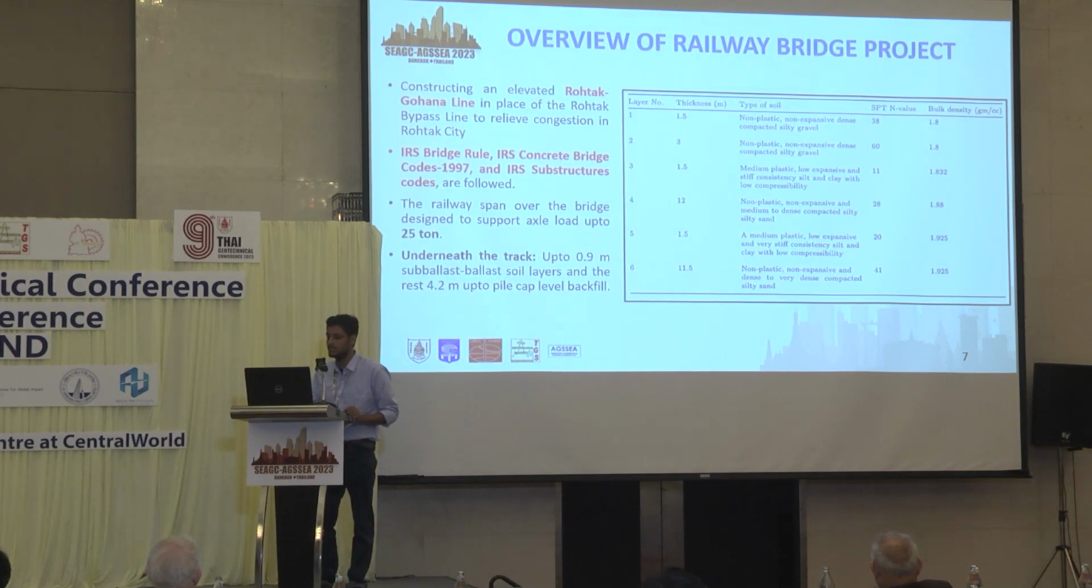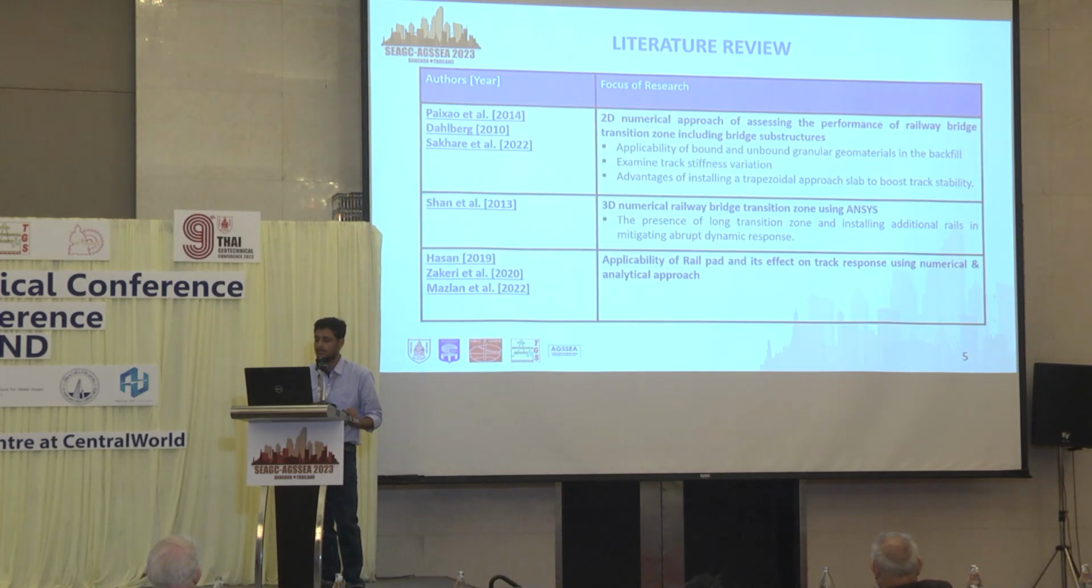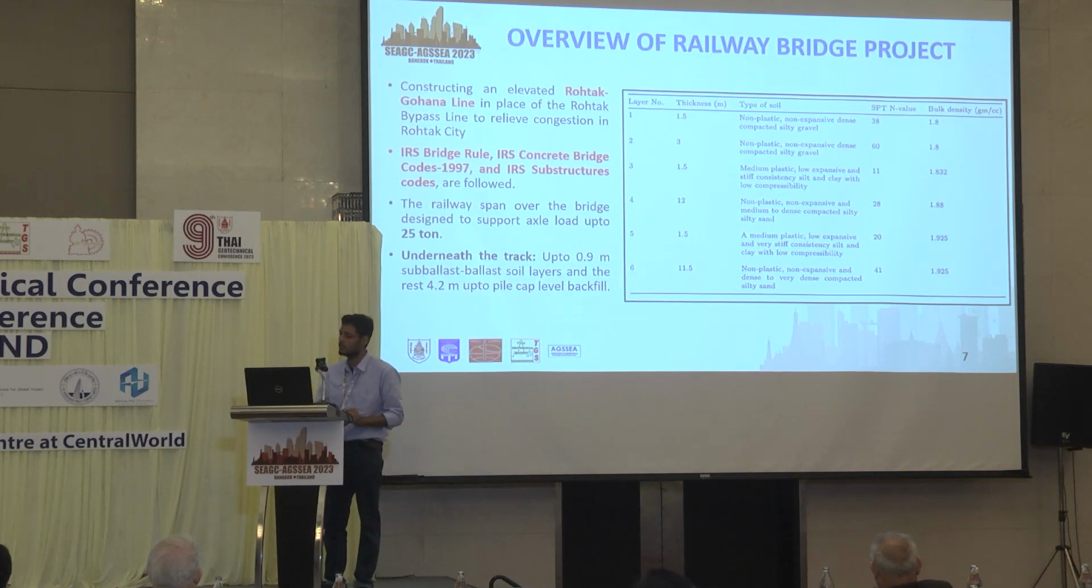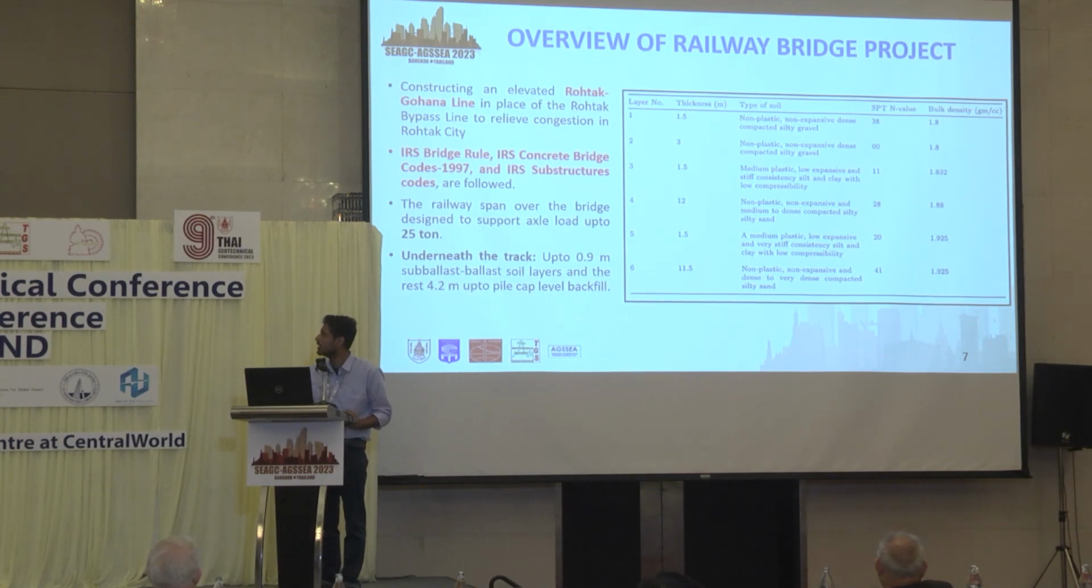So here is the overview of the rail bridge, where the left one is the project we are dealing with. All the Indian codes employed here are for a railway track essentially built to support axle loads up to 25 ton. You can see in the picture the type of soil, the layers of the soil found by boring, which has been provided by the railway authority.